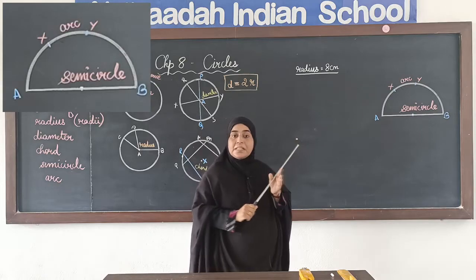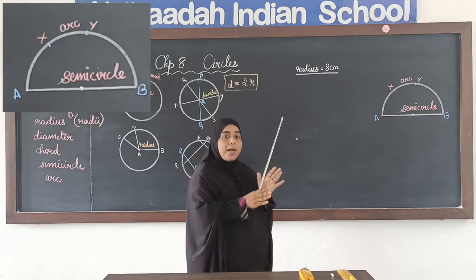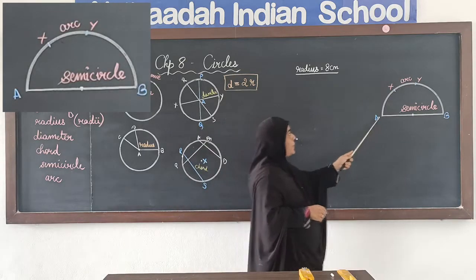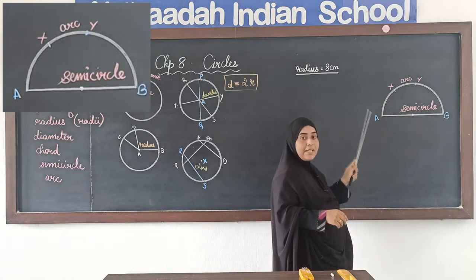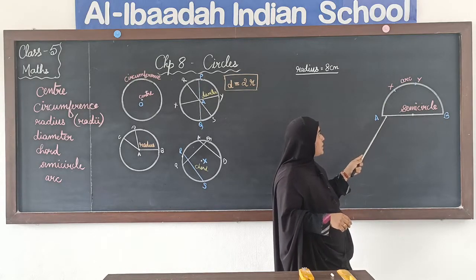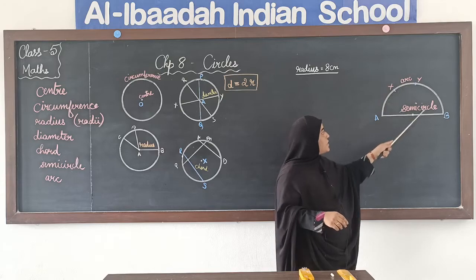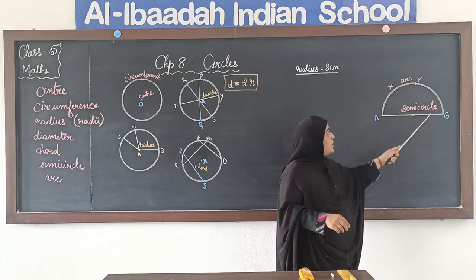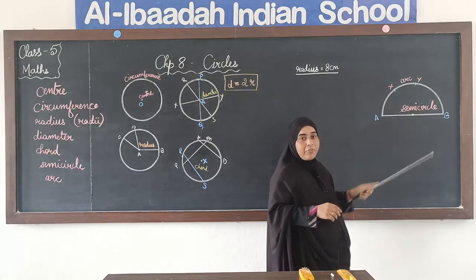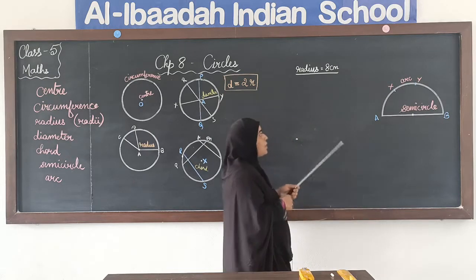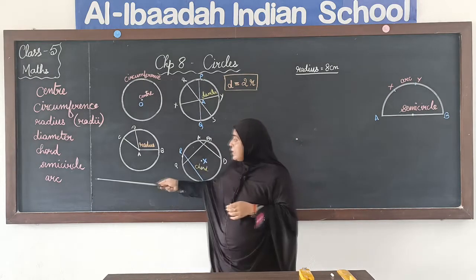Semicircle, semi means half, or a part. Now semicircle means half of the circle. Can you see this figure? You can see that it is just half of the circle, and we call it a semicircle, half of the circle. Next that we are going to look at is the arc.